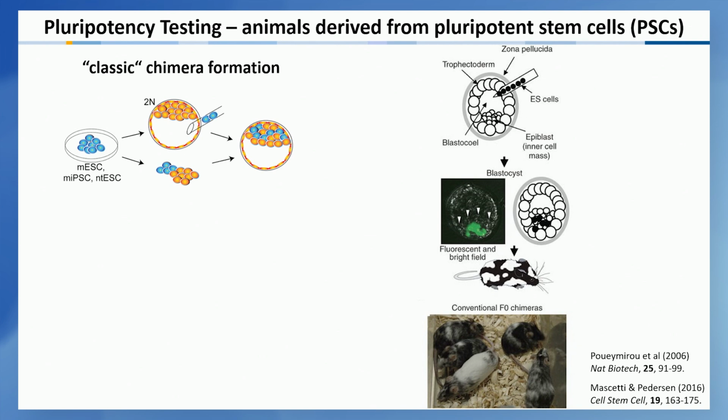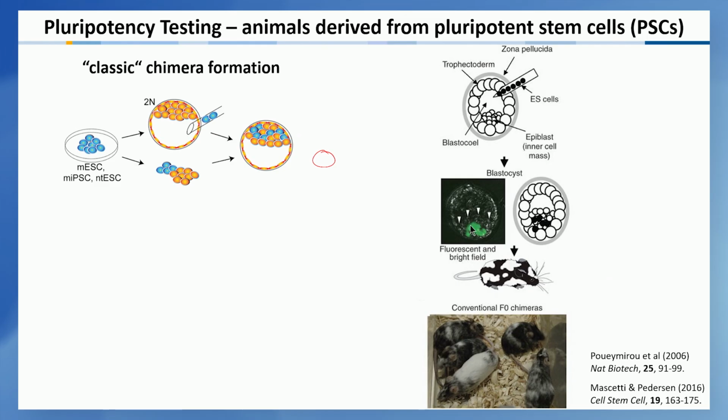The best experiment is if you can produce a living animal from pluripotent stem cells or embryonic stem cells. So you take a blastocyst and inject test cells in there, which you somehow have labeled genetically or with a fluorescence protein. Inject these cells into the blastocyst, and to the right you can see such an experiment. Embryonic stem cells were injected, and these cells express GFP, green fluorescent protein. So you can see the fluorescence below here.